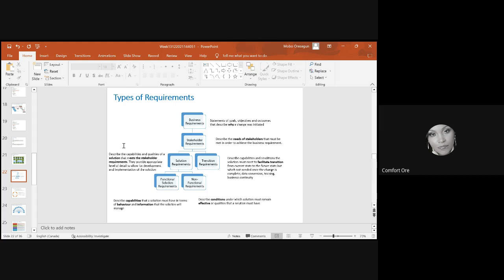All right, so the transition requirements basically refers to the requirement that is provided while we're in the solution space. So let's break that down. Let me use another example. Let's veer away from our telephone example.